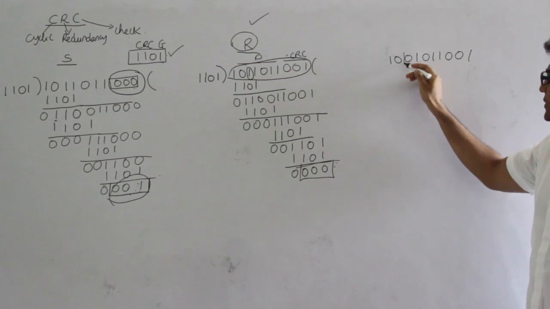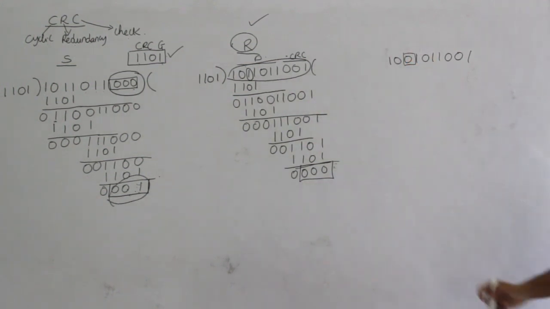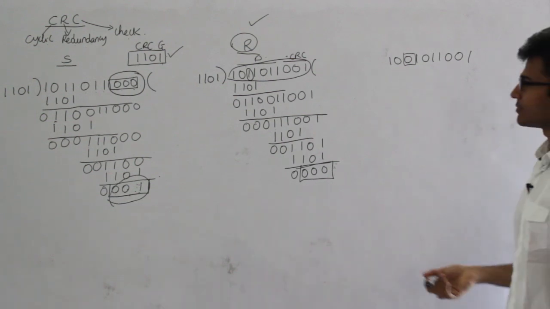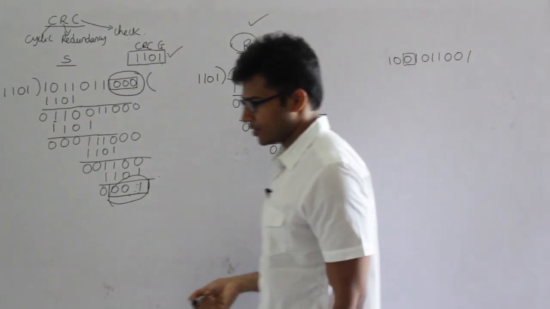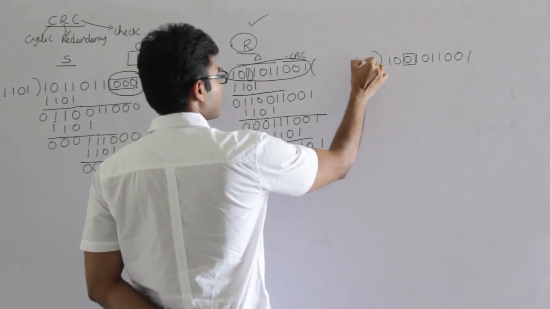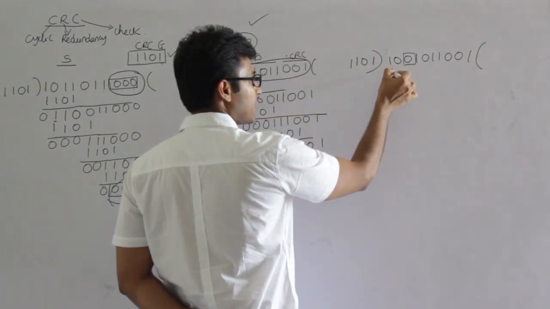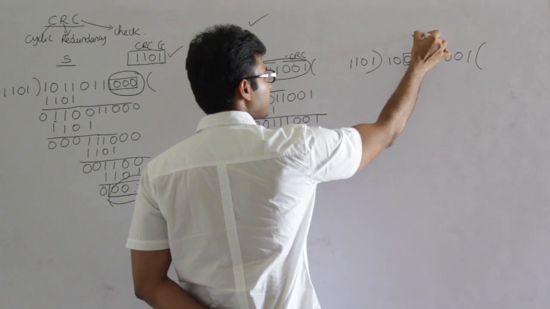So we got a mistake here, right? This bit got corrupted. This is supposed to be 1, but now it changed to 0. Then what happens because of this? What is the problem because of this? See it. The CRC generator is 1101. Then I am applying CRC again. This is all happening at the receiver side.